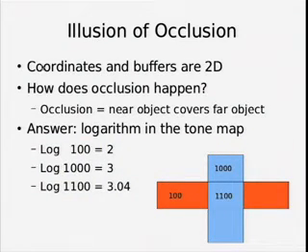And the answer is this tone map. The way the images are drawn, the brightness of any one pixel is proportional to the logarithm of the number of particles that are in it.